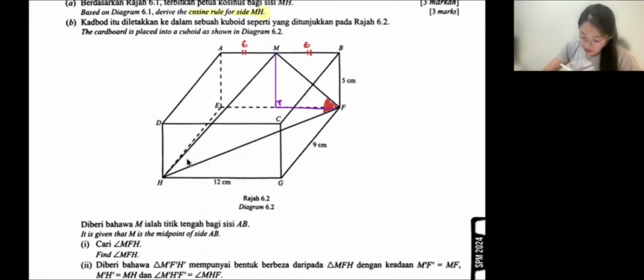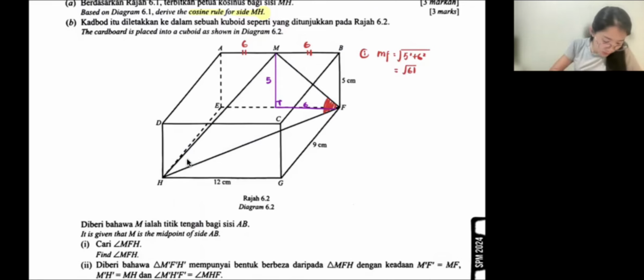You see this? The height over here, this is 5. And this is 6. So MF equals square root of 5 square plus 6 square. MF, you can write it in surd form, surd 61. Surd 61 cannot simplify, so just leave it first.